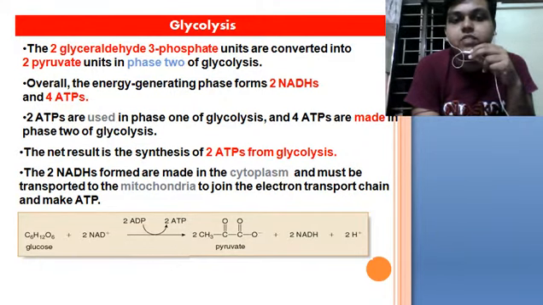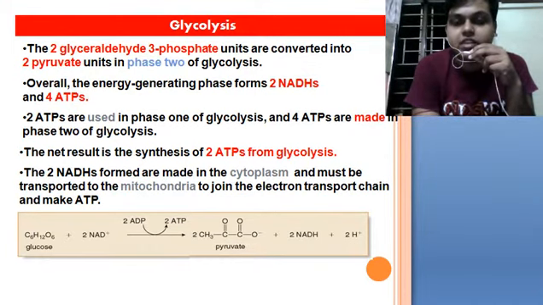Now 4 ATPs means 2 into 2, that is, 2 molecules of glyceraldehyde 3-phosphate are involved in the reactions, and for each molecule you get 2 ATPs. Now the calculation is 2 into 2, 4 ATP molecules. 2 ATPs are used in phase 1, the first phase of glycolysis, and 4 ATPs are made in phase 2 of glycolysis.